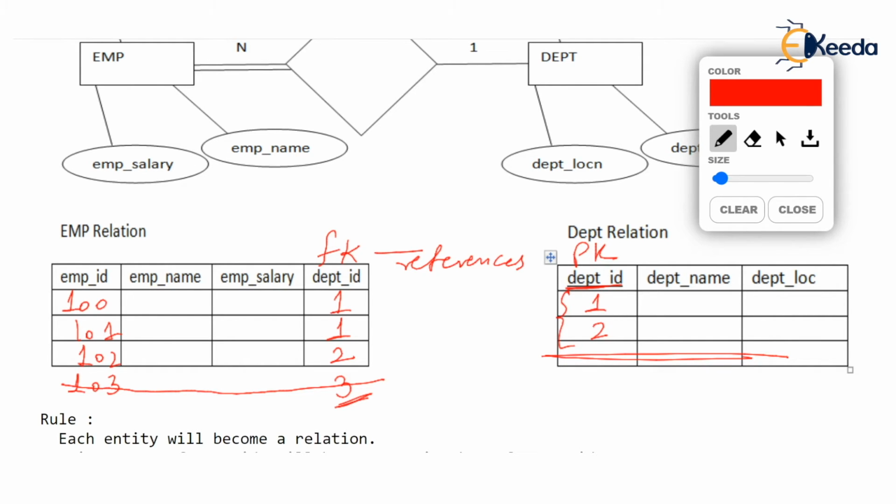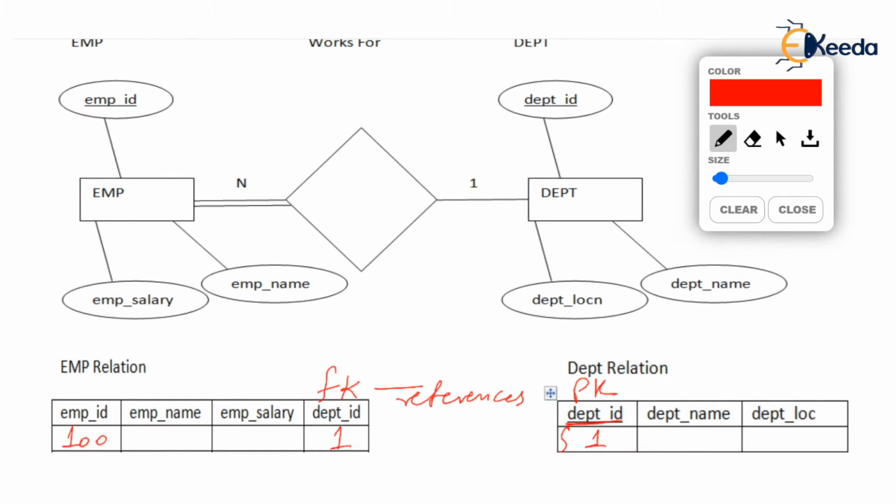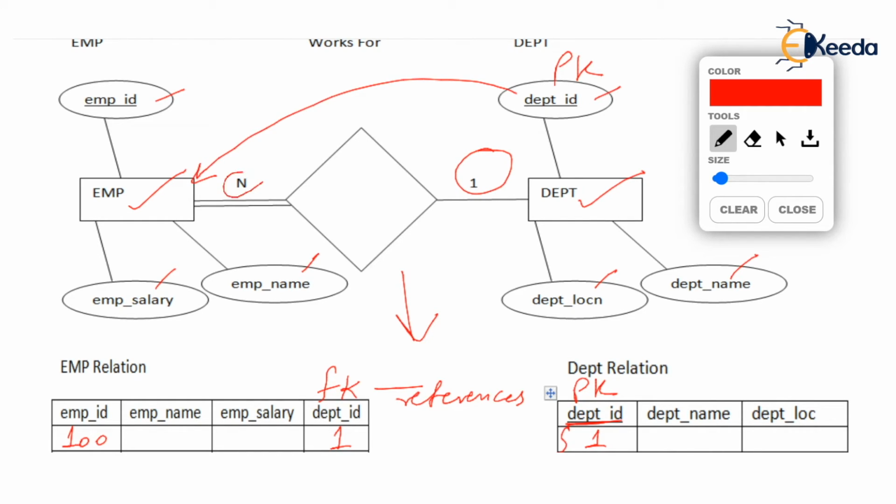Have you gone through the rule? Finally, what is the rule while converting a one-to-many relation into a relational model? Every entity becomes a table. Every attribute becomes a column. And the primary key of the one side becomes the foreign key of the many side. So EMP will have 4 attributes: EMP ID, EMP salary, EMP name, and department ID. This department ID will be the foreign key.